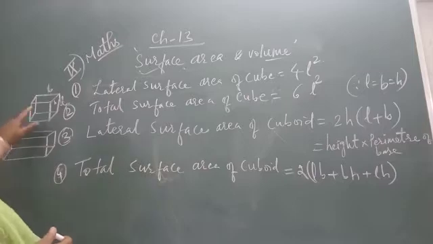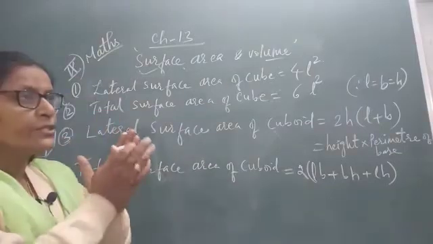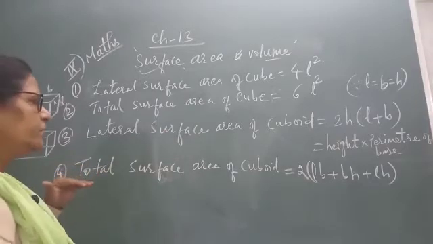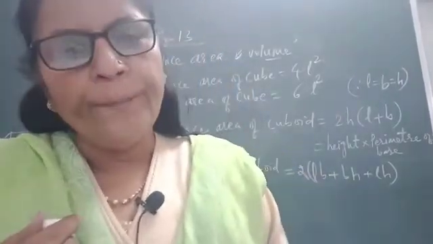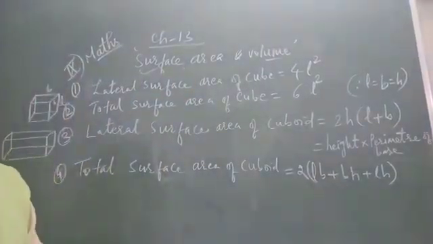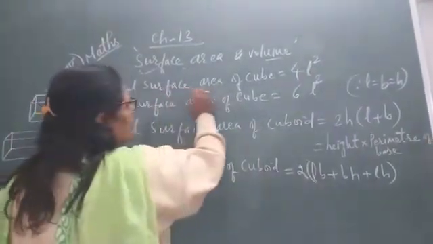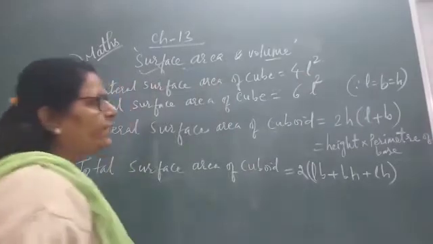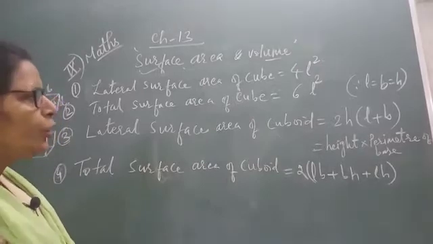So here the lateral surface area of cube means only four sides it has. No bottom, no upper side. Means the cube other than bottom and top, so we call it lateral surface area. You know that the length, breadth and height all are equal. So lateral surface area of cube is equal to 4 sides into L square, 4L square. That is the formula to find the lateral surface area of any cube.